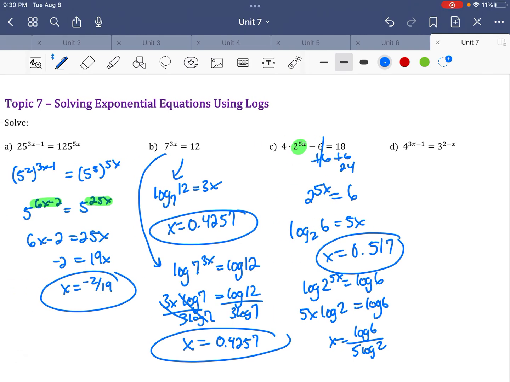Okay. All right, now this last one, this is the worst. This one has exponents on both sides. So there's nothing to change, you can't move anything around, you're stuck doing the log of both sides. So you write the word log in front of 4 to the 3x minus 1, and you write log in front of 3 to the 2 minus x.